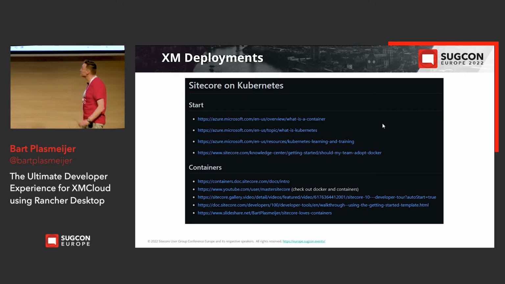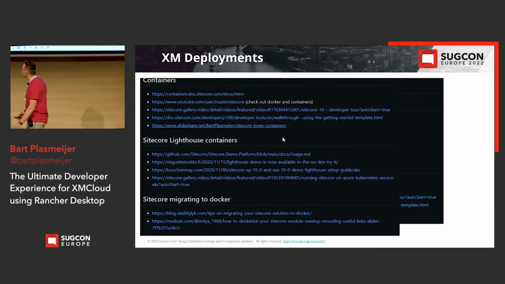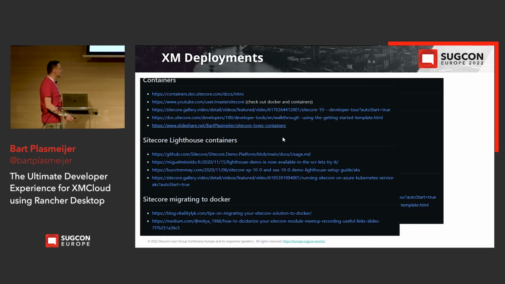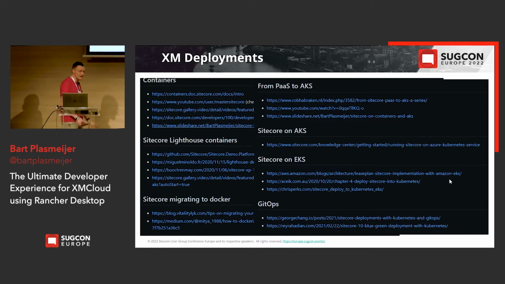Like, how do you start with containers? How do you start with Kubernetes? How do you make all kinds of implementations? How do you want to deploy Sitecore, right? There is a lot of stuff on there, right? Awesome blog posts, a lot of things.